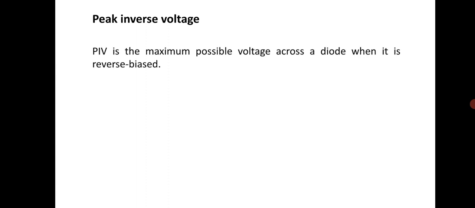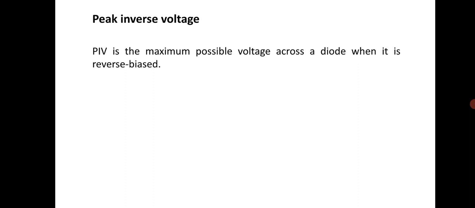Now let us come to the peak inverse voltage. What is peak inverse voltage? Peak inverse voltage is the maximum possible voltage across a diode when it is reverse biased. So whenever the diode is reverse biased, it is not going to conduct the current.